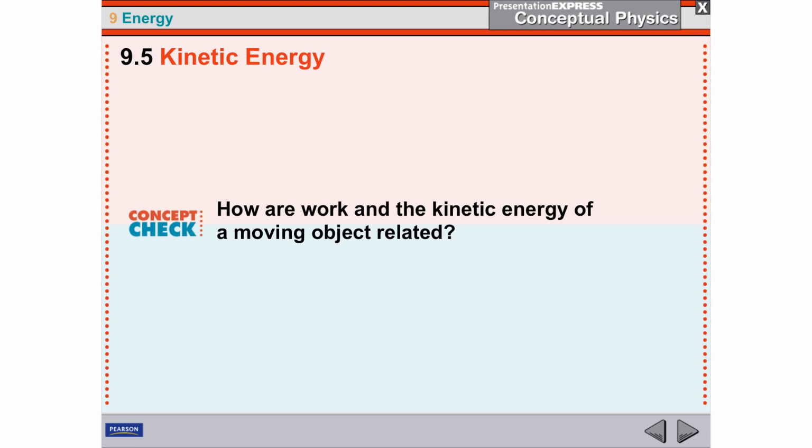So how are work and kinetic energy of a moving object related? The work required to make it move is equal to the kinetic energy, or the work required to stop a moving object is equal to its kinetic energy.